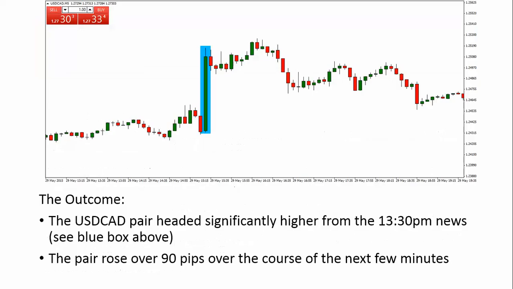So let's have a look at what happened at the point of that data release. So as we can see here, the dollar CAD chart that we're seeing here on the 5-minute chart headed significantly higher from the 1:30 news announcement. And remember, my charts are 2 hours ahead of London, so this was actually the London 1:30 news. So as illustrated by that blue box there. Now the pair rose over 90 pips over the course of the next few minutes, showing significant strength in the US dollar and significant weakness in the Canadian dollar for maximum one directional impact.